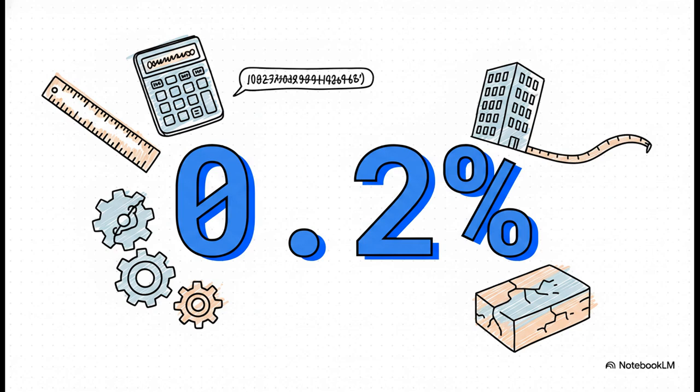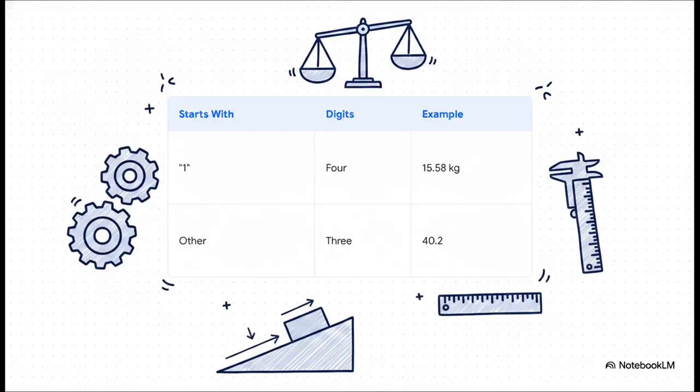So while your fancy calculators and software can spit out answers with 10 decimal places, recording all those extra numbers implies a level of precision that just doesn't exist in the physical materials you're working with. Because of this 0.2% margin of error, we actually have a hard and fast rule for significant figures. If a parameter starts with the number 1, you record it using 4 digits, for example, 15.58 kilograms. But for literally all other numbers, starting with 2 through 9, you record them using exactly 3 digits, like 40.2. This ensures your final answer honestly reflects the actual accuracy of the data you started with.